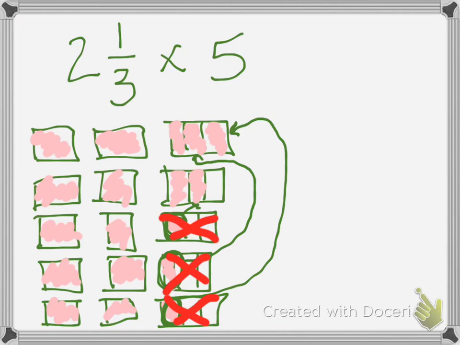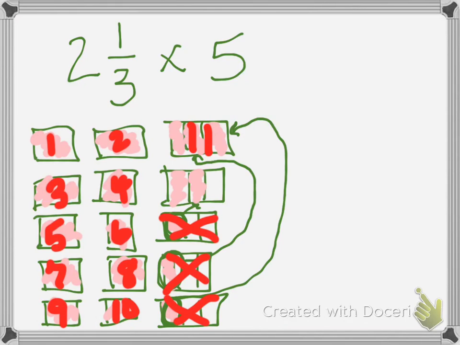So I have 1, 2, 3, 4, 5, 6, 7, 8, 9, 10, 11 wholes. And I have 2 out of 3 parts left when I drew my picture model.